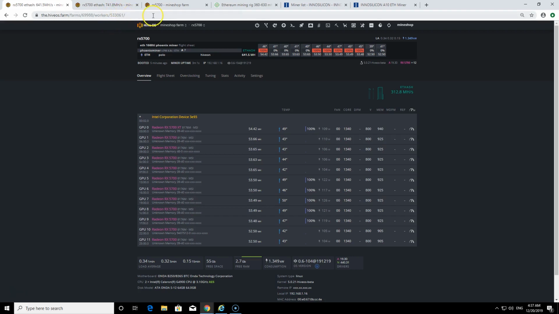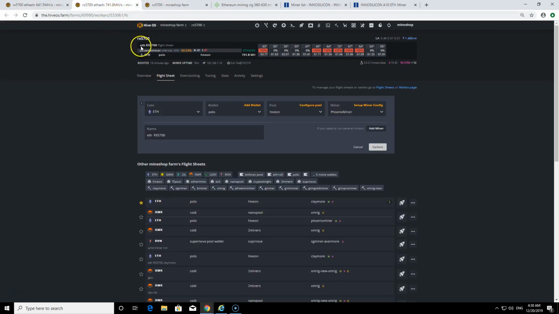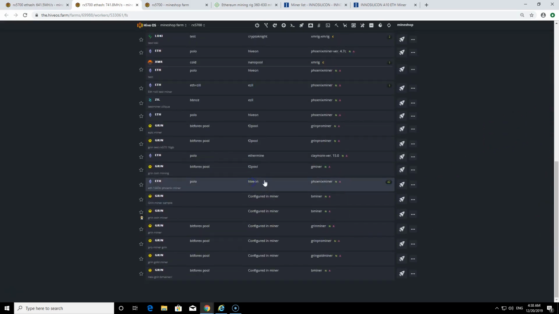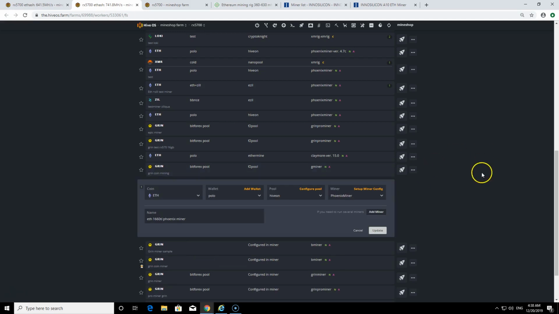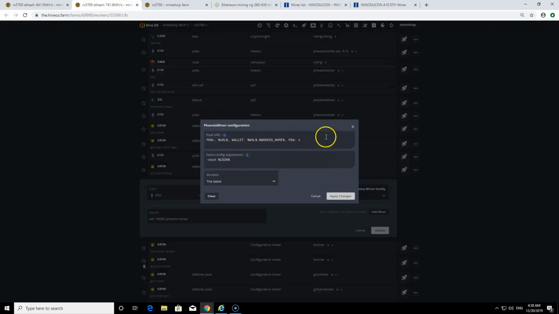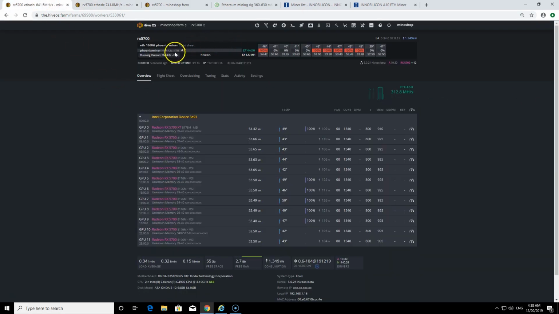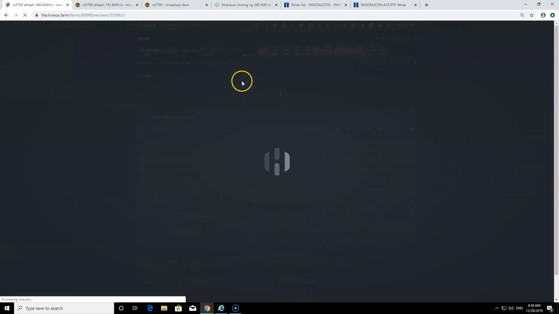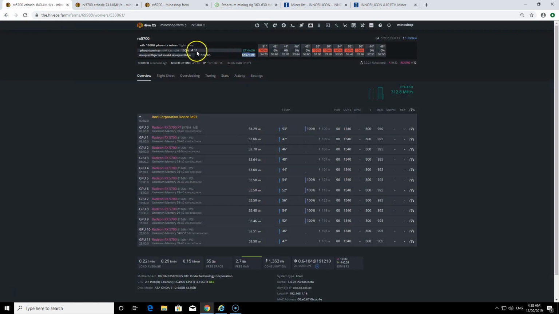So you can see now with a normal setup, normal settings, normal flight sheet, without any special settings for mining Ethereum, just the default settings on Phoenix Miner in Hive OS, we are getting 641 and a half megahash and 100% accepted shares. I just refresh that and get the latest data. 640.4 and 11 shares already accepted.